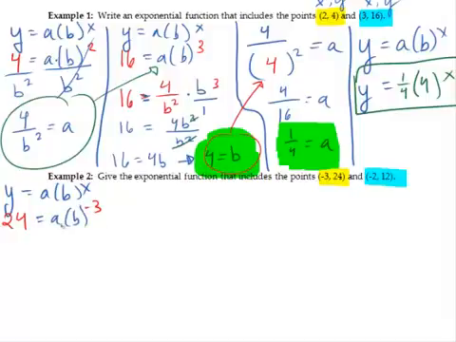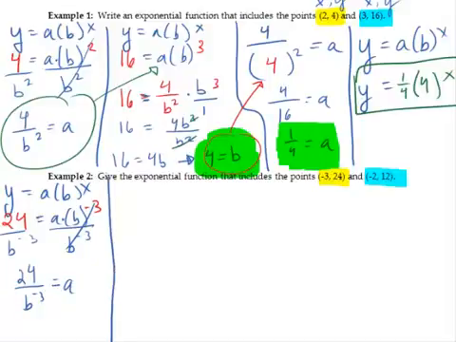And then we need to solve for A. Again, A is connected by multiplication. So to undo that, we'll divide both sides by B to the -3. So we have 24 over B to the -3 equals A. That's step 1.